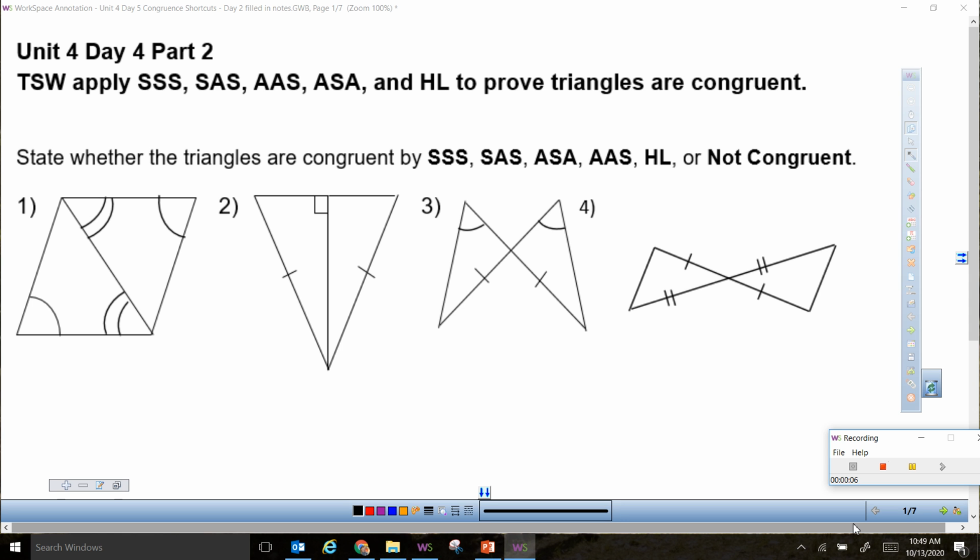For some reason that says it's Unit 4, Day 4, Part 2. And Unit 4, Day 4 is what we did yesterday. So we are just continuing the same thing we did from yesterday. So if you weren't here yesterday, today is a good day to get caught up.